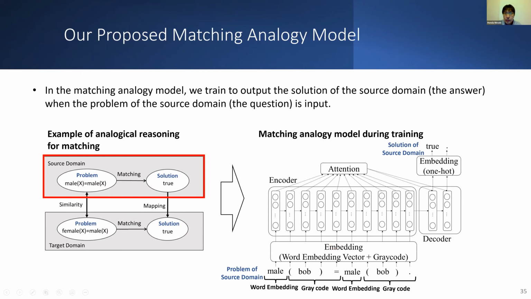Next, I will explain analogical reasoning for matching using Neuro-Symbolic AI. We applied the matching model used in our previous study to a matching analogy model. This is an example of a matching analogy model during training. The problem of the source domain is the question. The solution of the source domain is the answer. When "Bob is a male equals Bob is a male" is input into this model, we will train this model to output true.